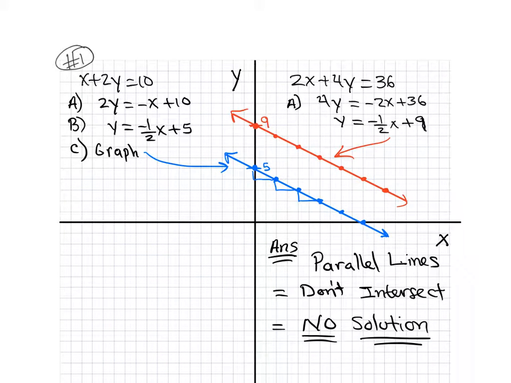Okay, here's problem number 1. We have two equations. We have x plus 2y equals 10, and we have 2x plus 4y equals 36. We're going to graph each equation and then find the solution.